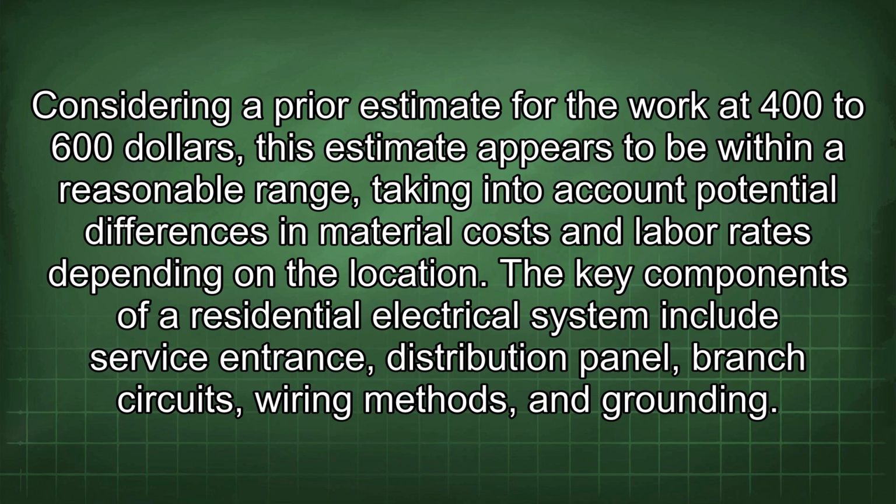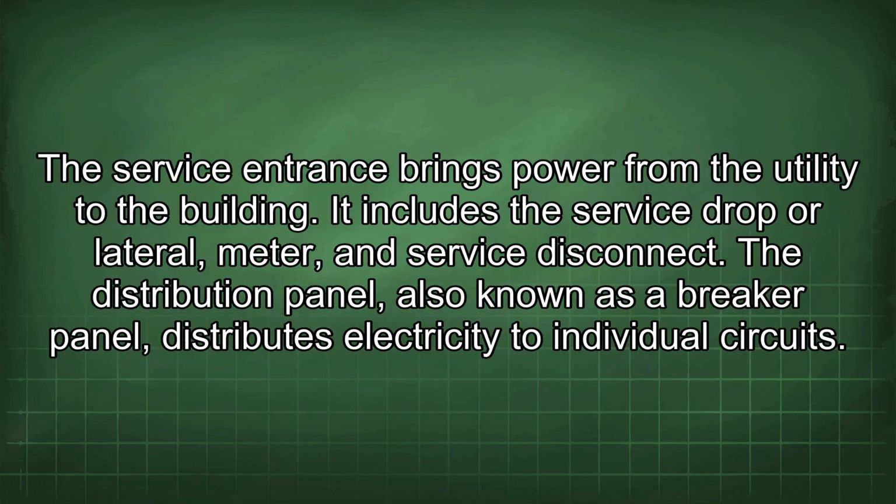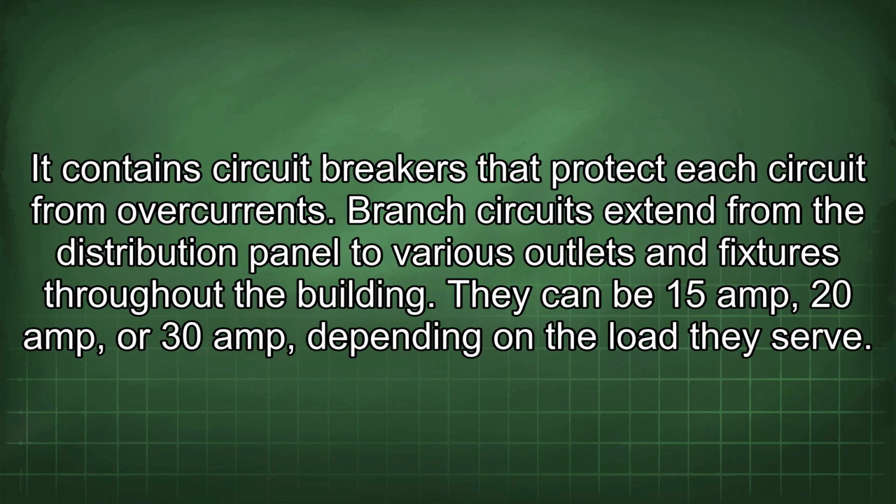The key components of a residential electrical system include service entrance, distribution panel, branch circuits, wiring methods, and grounding. The service entrance brings power from the utility to the building. It includes the service drop or lateral, meter, and service disconnect. The distribution panel, also known as a breaker panel, distributes electricity to individual circuits. It contains circuit breakers that protect each circuit from overcurrents.